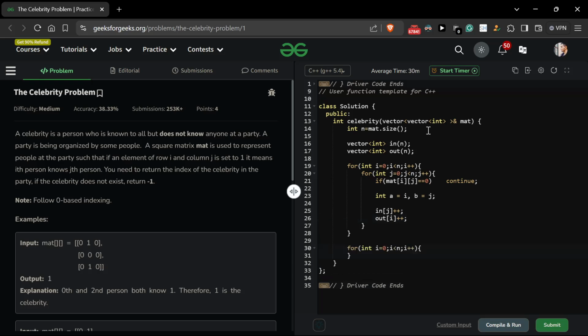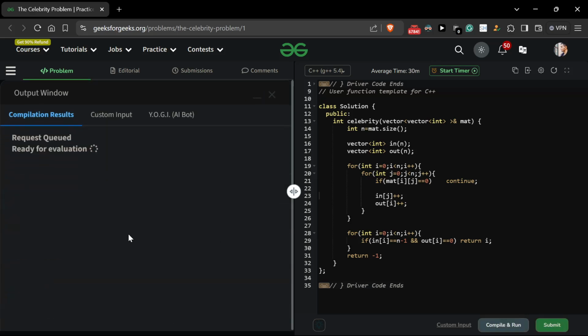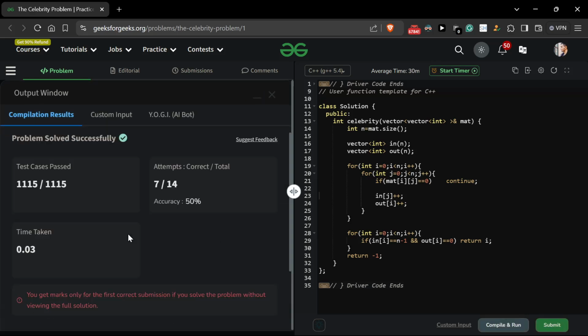At the end, we have to check whether there is a celebrity present or not. A celebrity means in of I is equal to n minus 1 and out of I is 0. So we will return this vertex. If no celebrity is found, we will return minus 1. We can avoid A and B. Let's submit this code and it will work fine. And we have successfully solved this question.